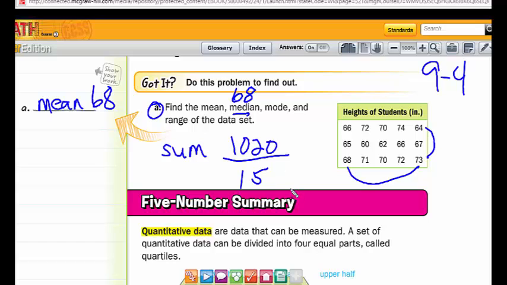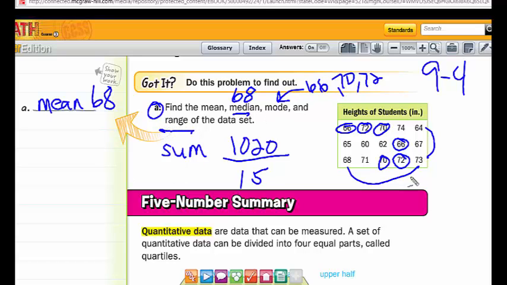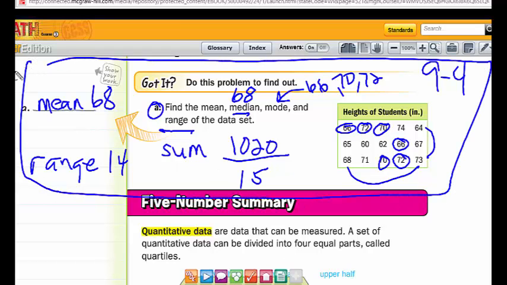Now when it comes to mode, there are 2 66s, there are 2 70s, and there are 2 72s. So those are your 3 modes: 66, 70, and 72 for mode. And then lastly, the range, the low piece of data was 60 and the high piece of data was 74, so our range is 14. And again, all of this data is much more easily found using Microsoft Excel.